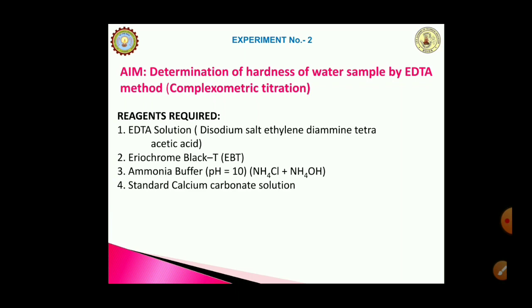Temporary hardness, which is also called carbonate or alkaline hardness, is caused by the presence of dissolved bicarbonates of calcium and magnesium. This hardness can be removed by boiling of water.